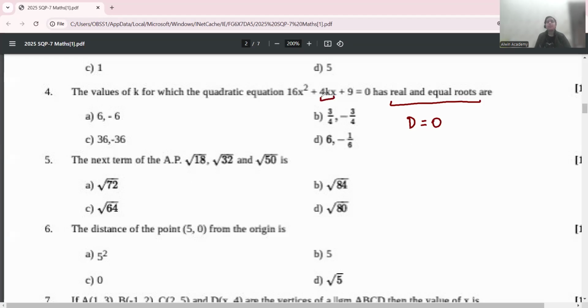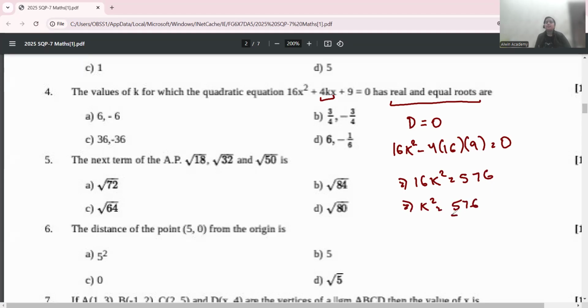Now, D is b square minus 4ac. I am putting the value here. b is 4k, so b square is 16k square minus 4a is 16 and c is 9. That should be equal to 0, or I can write 16k square is equal to 576. When we multiply these, we get 576. k square is equal to 576 by 16, after which we get 36. And so k square is 36, thus the value of k should be plus 6 or minus 6, option number A.